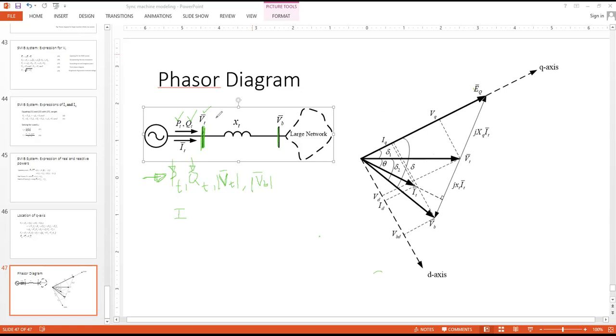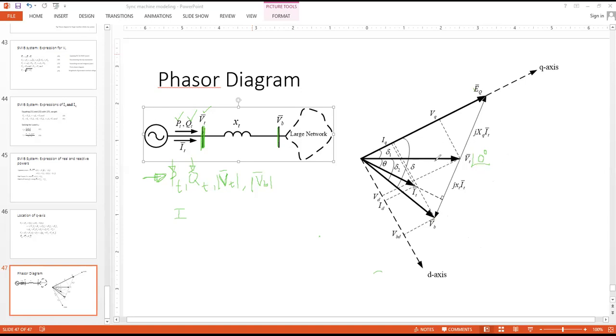Without loss of generality, we will assume that this VT is our phasor lying at 0 degree. We will draw it horizontal, along the horizontal line for the overall system. That means we are assuming, to start with, this is our reference. Later on, we will switch the reference. Later on we will see that this is actually the reference, but it doesn't matter. If we know one, then we can calculate the other very easily.